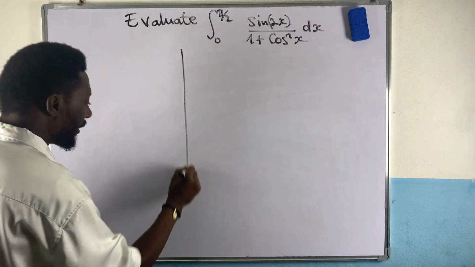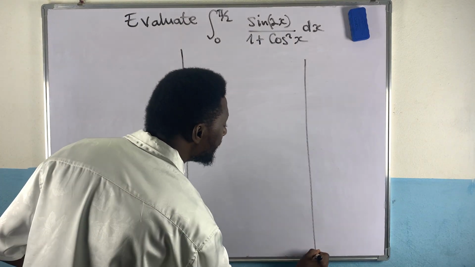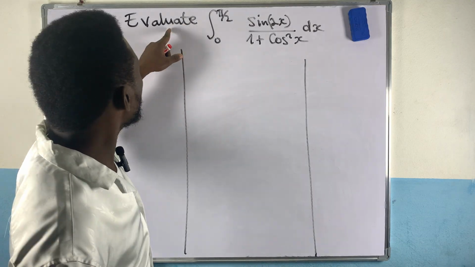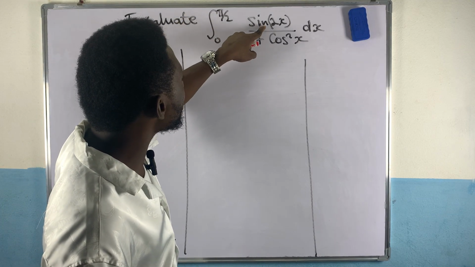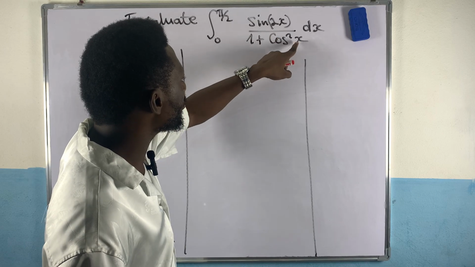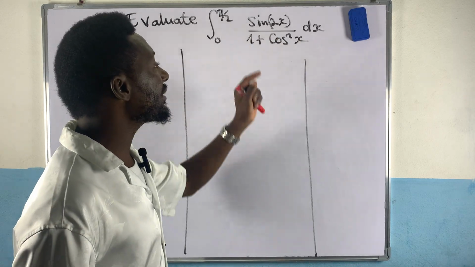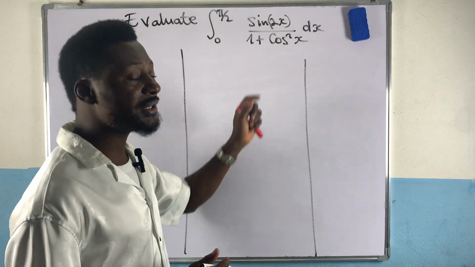As you can see on the board, we are given that we should evaluate the integral from 0 to pi over 2 of sin 2x over 1 plus cos squared x dx. So this is actually integrating a rational function.